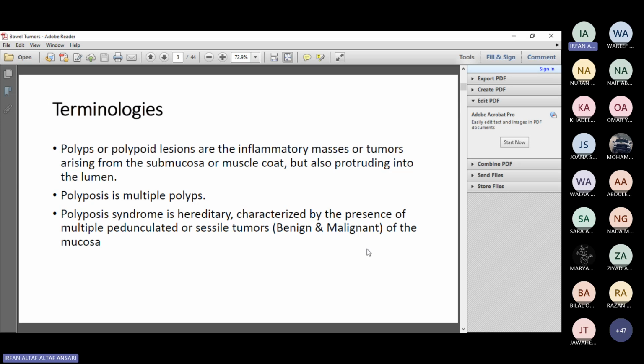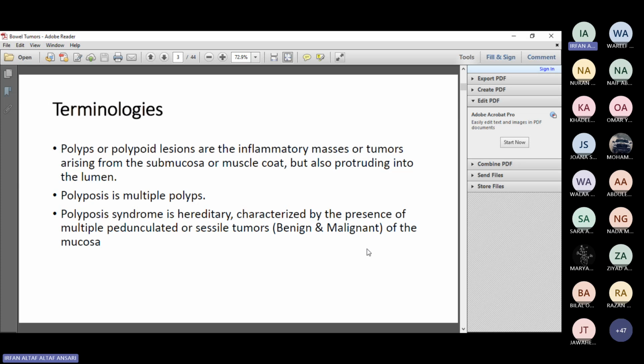Polyposis, what do you mean by polyposis? Polyposis means multiple polyps. Polyposis syndrome is hereditary. Whenever you call it a polyposis syndrome, it is always hereditary, characterized by the presence of multiple pedunculated polyps. What do you mean by pedunculated? A polyp which has a stalk, a connection which is more elongated, a stalk like a tree. You have the bark of a tree and the leaves.